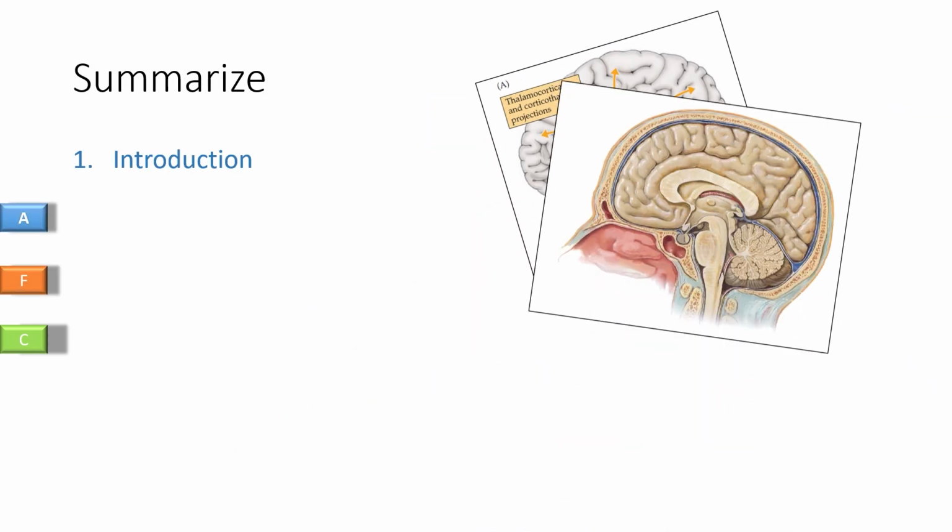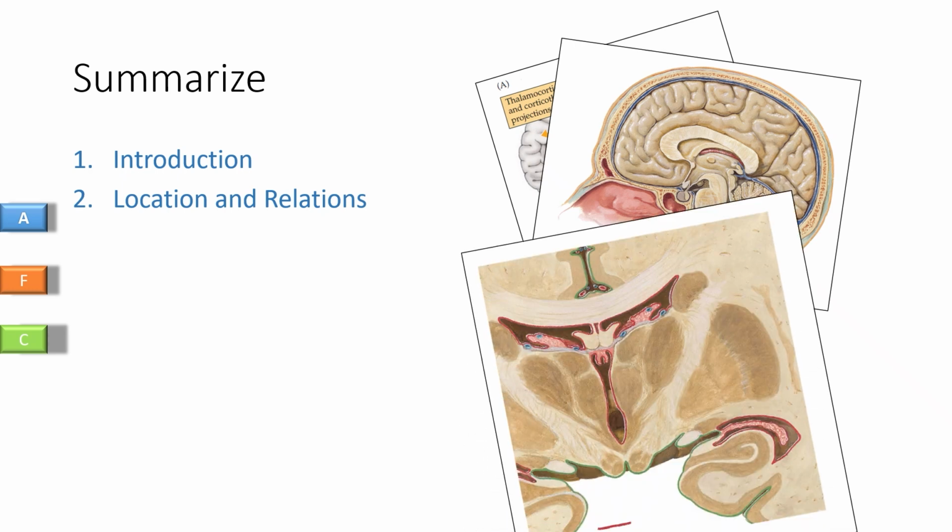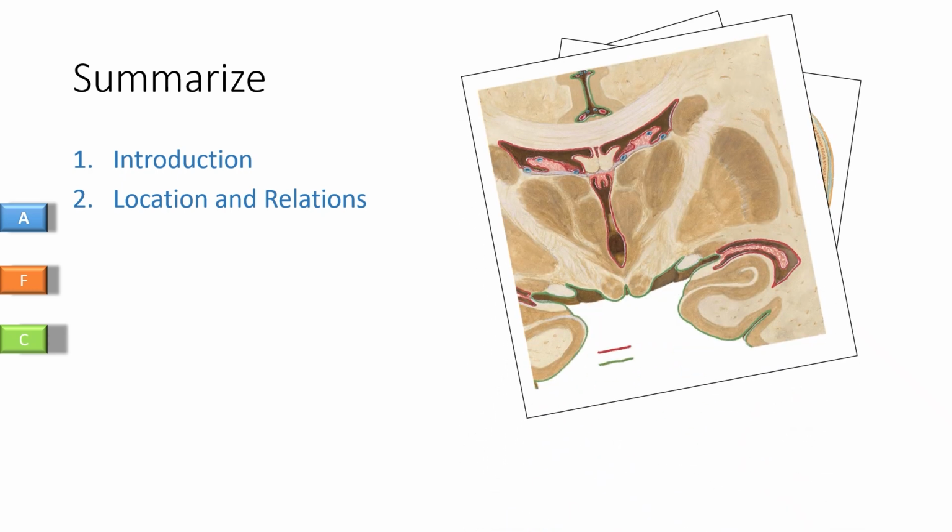So with that, we will summarize what we have learned. First, I introduced the thalamus, its central location, and how it is a relay station, not only for sensory, but also motor, limbic, different activities. Then I mentioned the location and the relations, how it is centrally located. It is related to the third ventricle, right? You can see in this image, it is related to the third ventricle. I forgot to mention before, it is also related to the lateral ventricle.